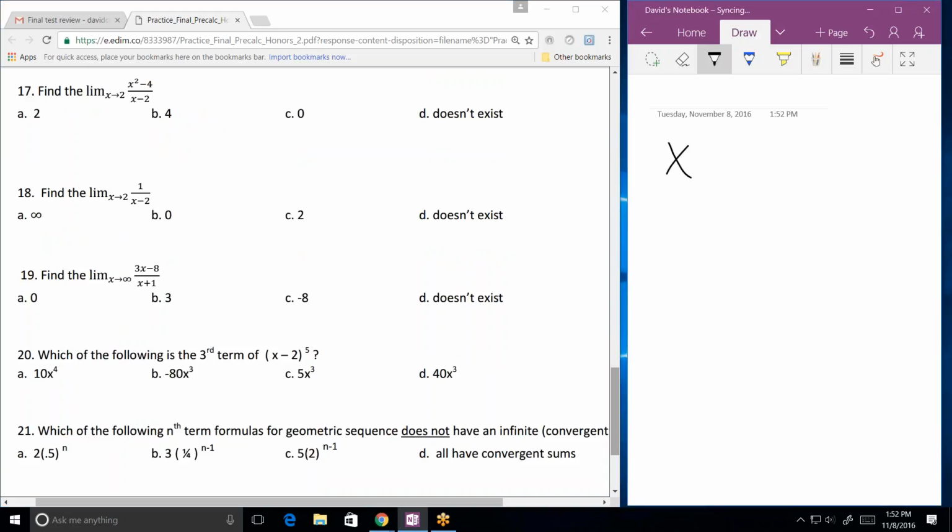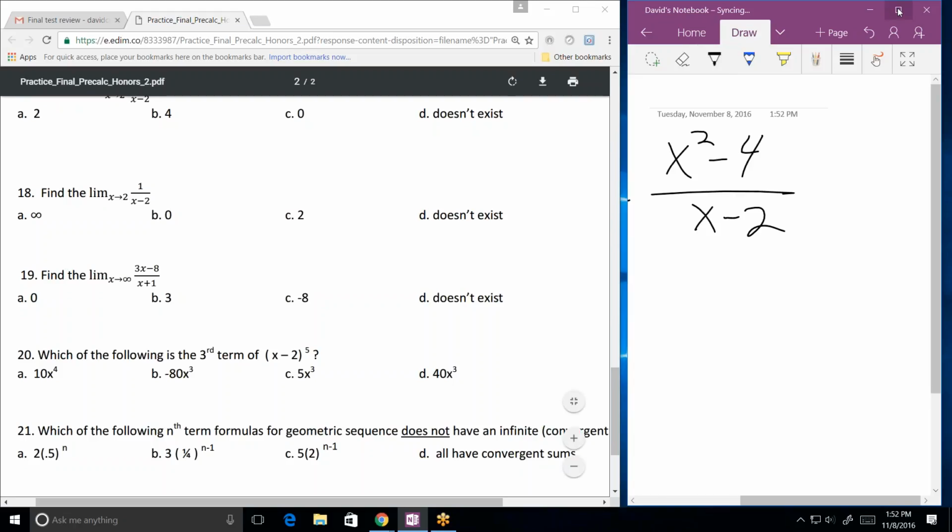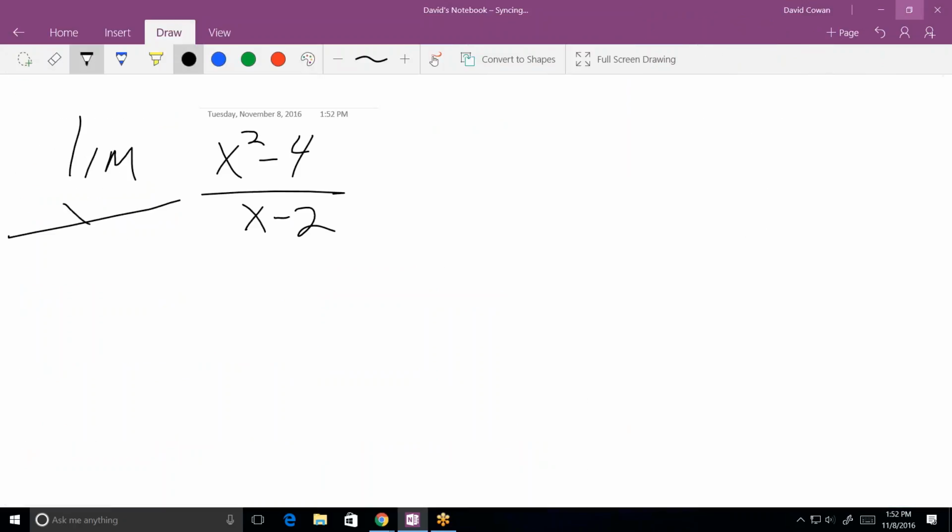Seventeen is a little different. Whenever you're figuring out limits, think factoring as the very first step. And we want the limit of this as we approach 2. So I want the limit as x approaches 2. Well, notice that if we do direct substitution, what do we get? You get 0 divided by 0. Ah, that's the key. Whenever you see 0 divided by 0, that means you have to do more to the function. Is there any way to simplify that?